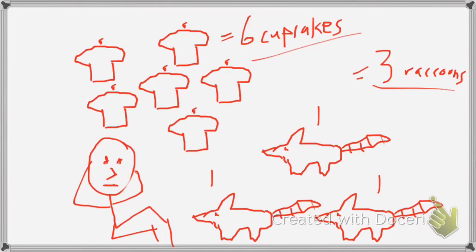But I can divide it. 6 cupcakes divided by 3 raccoons will equal 2 cupcakes per raccoon. So I'm keeping the same unit, 6 cupcakes divided by 3 raccoons, and I get 2 cupcakes per raccoon. I still have cupcakes in the numerator, raccoons in the denominator. So that's the way to always, always, always think about units.